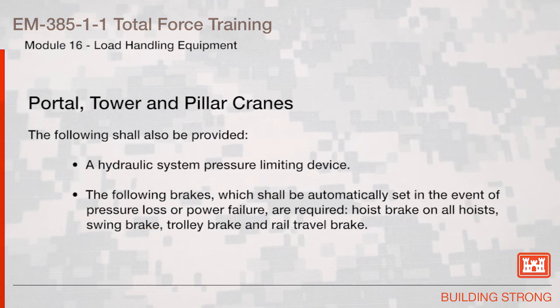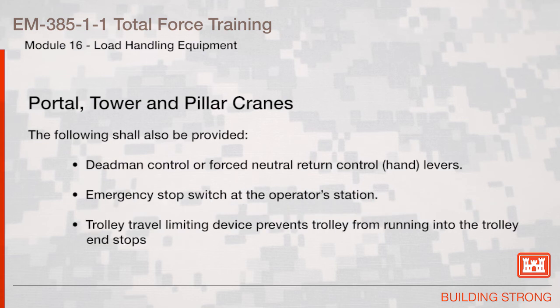The following shall also be provided: hydraulic system pressure limiting device. The following brakes, which shall automatically set in the event of pressure loss or power failure, are required: hoist brake on all hoists, swing brake, trolley brake, rail travel brake, a dead man control or forced neutral return control or hand levers, emergency stop switch at the operator's station, trolley travel limiting device that prevents trolley from running into the trolley end stops.